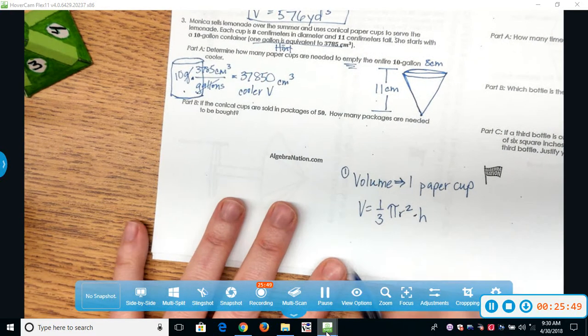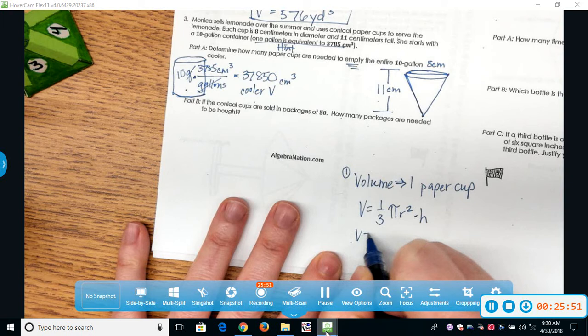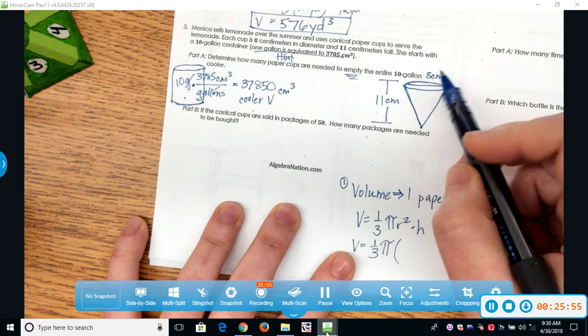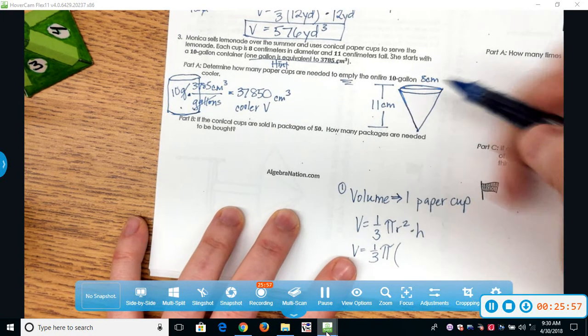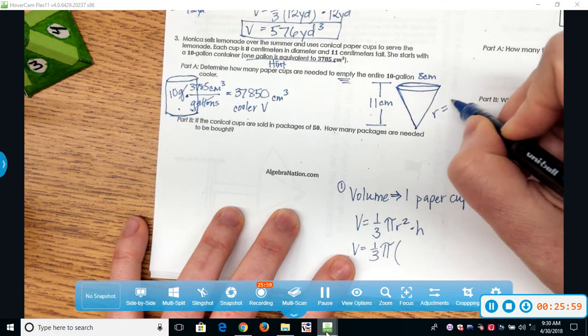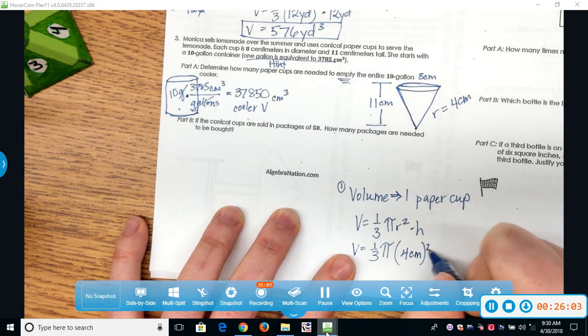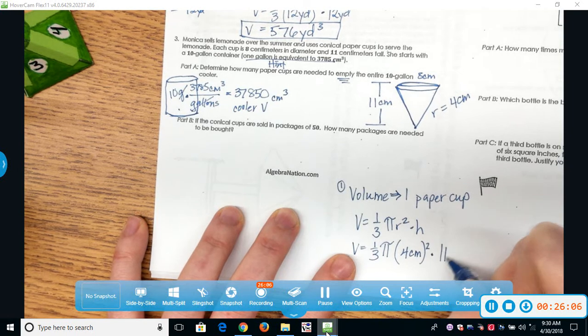So let's plug in the numbers. 1/3, that's a constant. Pi is a constant. My radius, they didn't give me a radius, they gave me a diameter. My radius is half that. And my height.